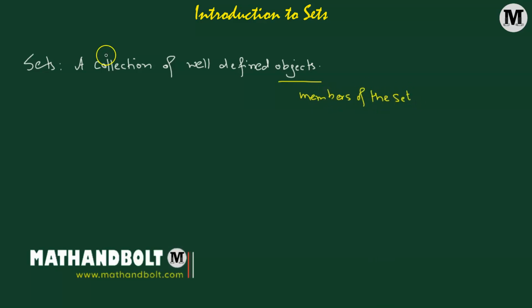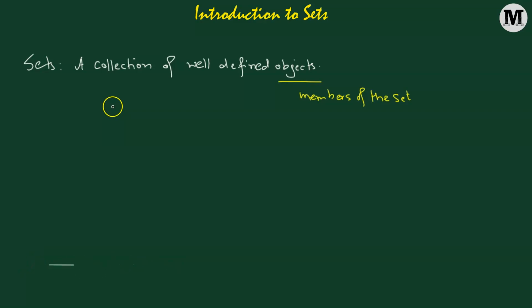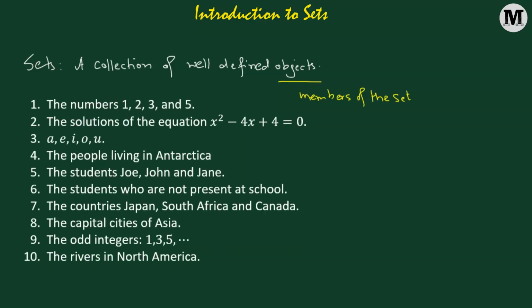To begin with, we're going to list a few examples. So let's go through a few examples to understand what a set is. Here we have 10 examples of sets. Go through each of these examples. If we observe here, the odd numbered examples 1, 3, 5, 7 and 9.